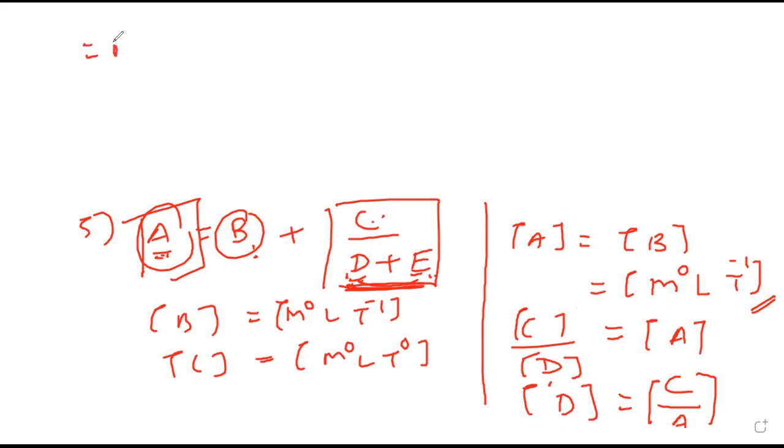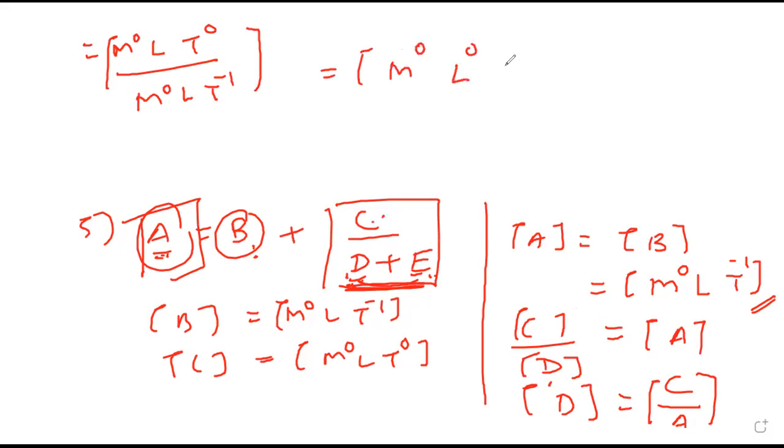C is M0 L T0. A is M0 L T minus 1. So this will become M0 only. L L will also cancel. L0 T1. So I got D का dimension M0 L0 T1. Now D and E are matching because they are added. So again it is M0 L0 T1.